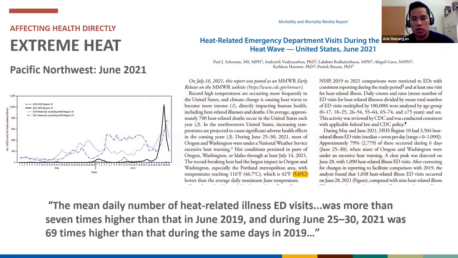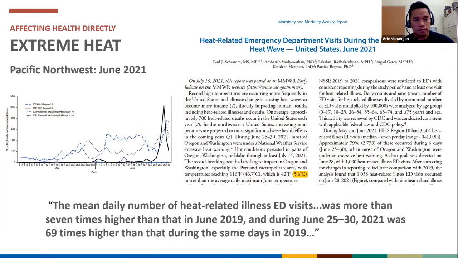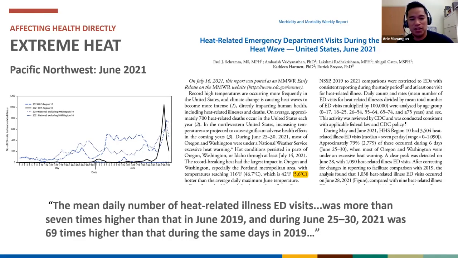So in June of 2021, last year, all-time temperature records were broken in multiple cities in the U.S. and Canada during a historic and dangerous heat wave. So there are real consequences of extreme heat. In a recent CDC report, my colleagues in the Climate and Health Program used syndromic surveillance data to track heat-related emergency room visits during the June heat wave in the northwestern United States. The mean daily number of heat-related illness ED visits in HHS Region 10, which is the Northwest United States, was more than seven times higher than in June 2019. And during a period from June 25th to June 30th in 2021, it was 69 times higher than during the same days in 2019. Next slide, please.